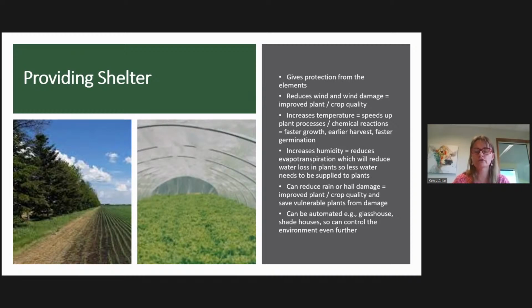That improves your growth and your quality, but also it can increase the temperature, so it speeds up that growth. It increases humidity. It can reduce rainfall and humidity, hail damage, and it can be automated. So in glass houses, etc., you can open and shut depending on the wind levels. So providing shelter of some description.